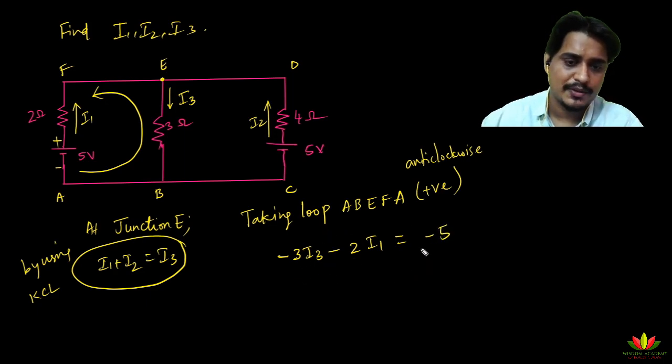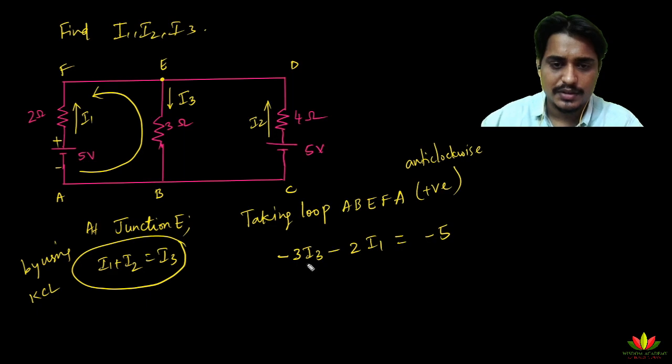So I can distribute it and write like this. Minus, if I take common, it will become 2I1 plus 3I3 is equal to 5. One equation I have got.